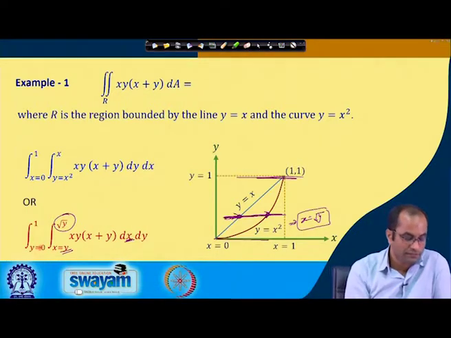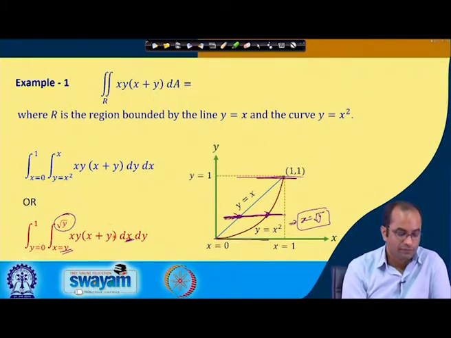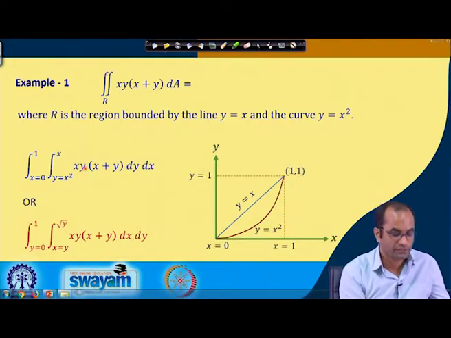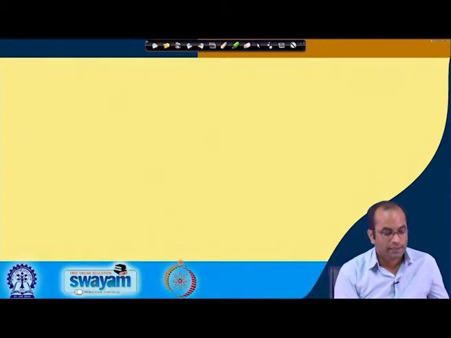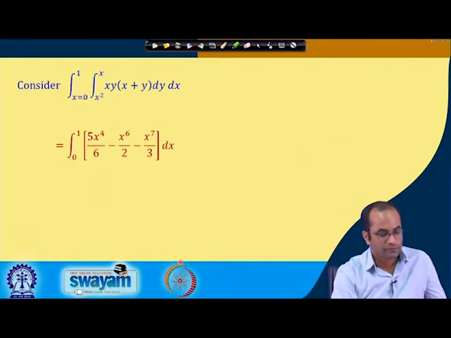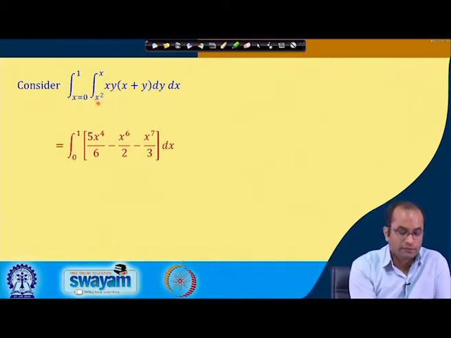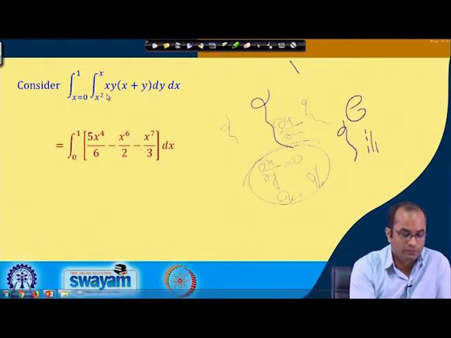So, for y the limits are 0 to 1, and for x the limits are y to square root y. In these cases we have the possibility of taking first with respect to y, then with respect to x, or the other way around. So, let us take the first one and then compute this integral. Taking this one, we will integrate now. After the integration of the inner integral, we will get this.